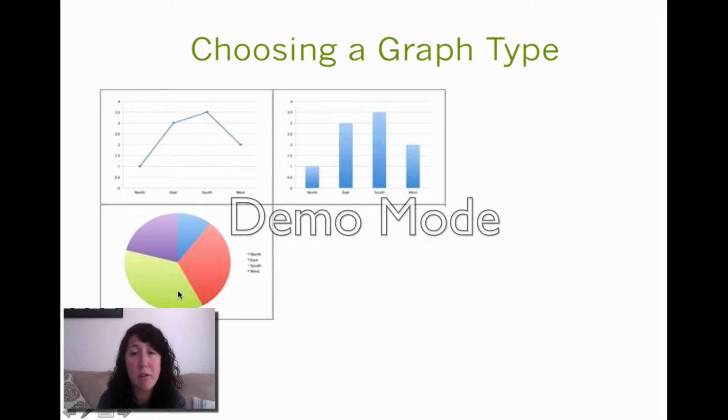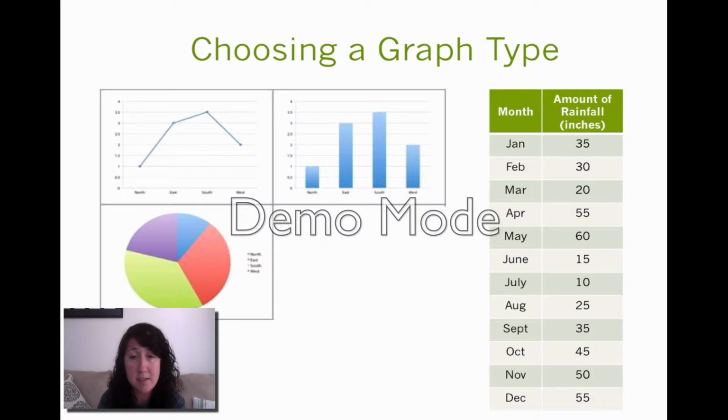So the table, the data we're going to look at today looks like this, and this is showing us months and the amount of rainfall in inches in that month. Now this is not necessarily anywhere in particular, it's just some data. So we're going to use this data right here, and we're going to create a graph.